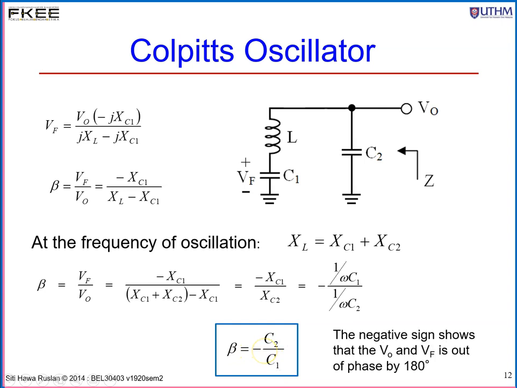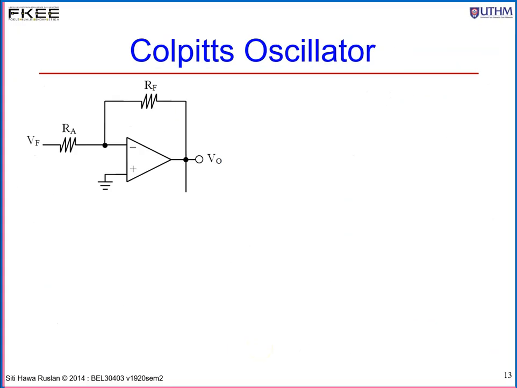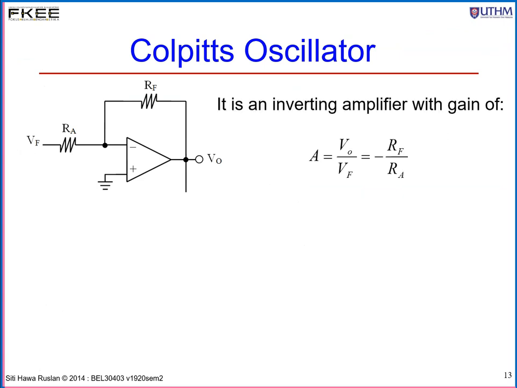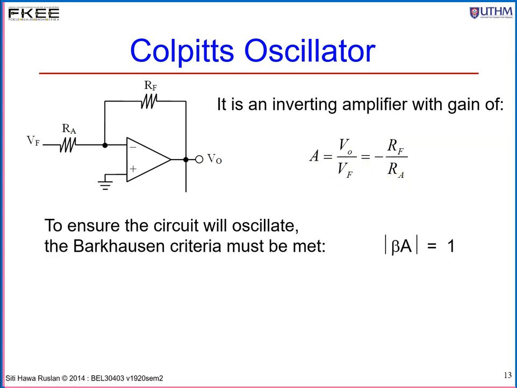There is a negative sign over there indicating that VO and VF are out of phase by 180 degrees. Since the beta just now is an inverting type, your amplifier must also be inverting. It must introduce 180 degree phase shift. So with this, your VF coming to RA, you have RF going into the negative input of your op amp. So A will be minus RF over RA. Remember, beta multiplied with A must equal 1 for Barkhausen criteria. So beta just now you have C2 over C1 and A is RF over RA. I just take the magnitude, equate it to 1.